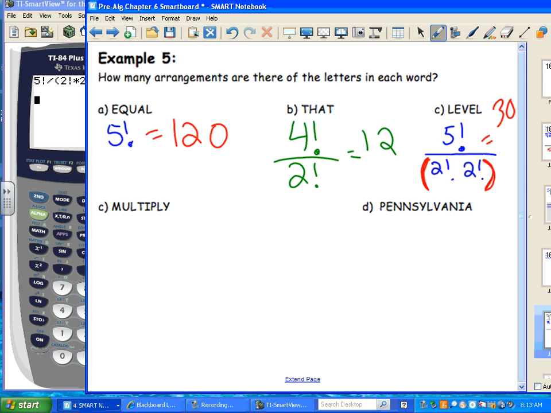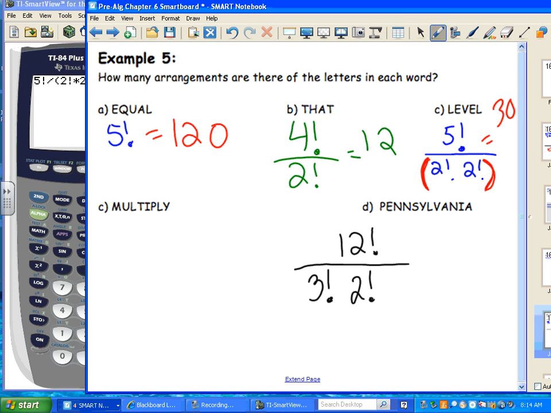Okay, let's go to the word Pennsylvania. So skip multiply. Let's go to the word Pennsylvania. Can someone tell us how many letters are in the word Pennsylvania? Grace? Good. 12 letters in the word Pennsylvania. Who can tell us what repeats? Ben? So there's 3 N's and there's 2 A's. So we have 12 factorial divided by 3 factorial times 2 factorial.